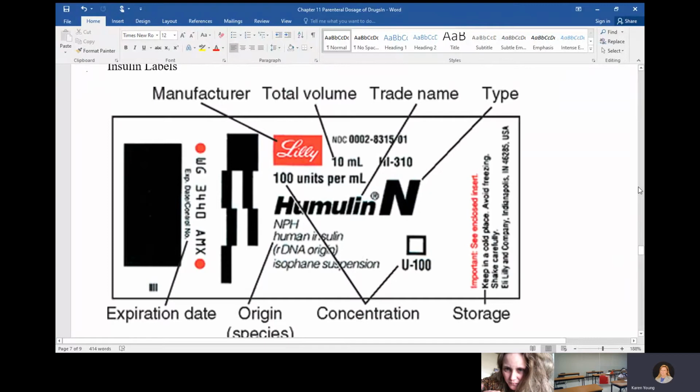It's isophane suspension. The isophane tells you how long lasting it is. Some of them are immediate acting, some of them are intermediate acting, which means they take a little bit longer, and then you've got your long lasting. Okay? There's 3 types. Your concentration, U100 is the same thing as 100 units per milliliter.